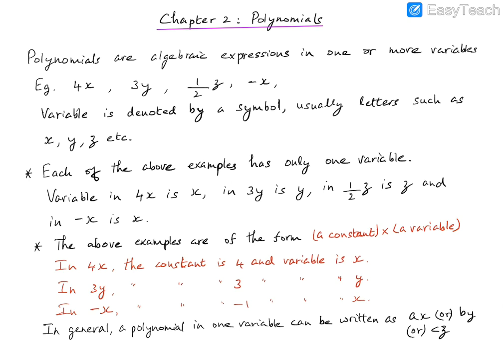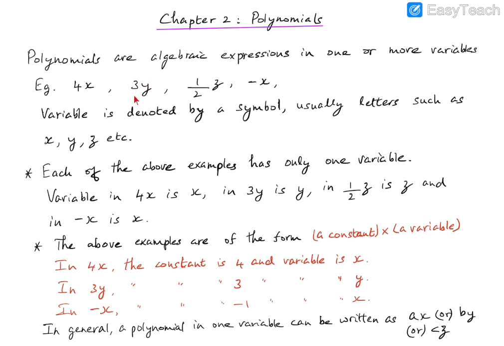So we are familiar with algebraic expressions from our previous classes. An algebraic expression is basically an equation containing one or more variables. For example, in this case, we have an algebraic expression called 4x. So this is an expression in a single variable, and the variable is x. Another expression here is 3y. So this is an algebraic expression, and the variable involved here is the variable y.